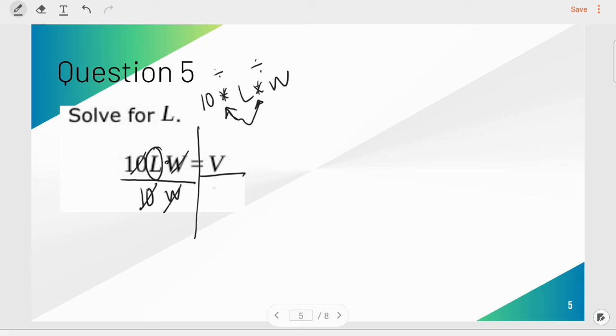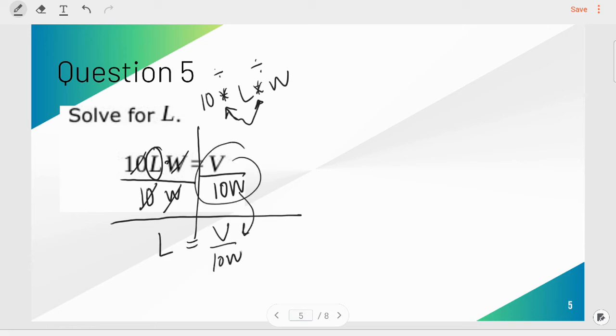And I'm going to make sure that I divide by the same things on the right hand side too. So I'm going to divide by 10 and W, and you'll notice nothing cancels out because I'm not timesing or dividing by anything at the same time. What am I left with? Well, just the L that I have circled over here, and I'm going to copy and paste. And that's my answer.